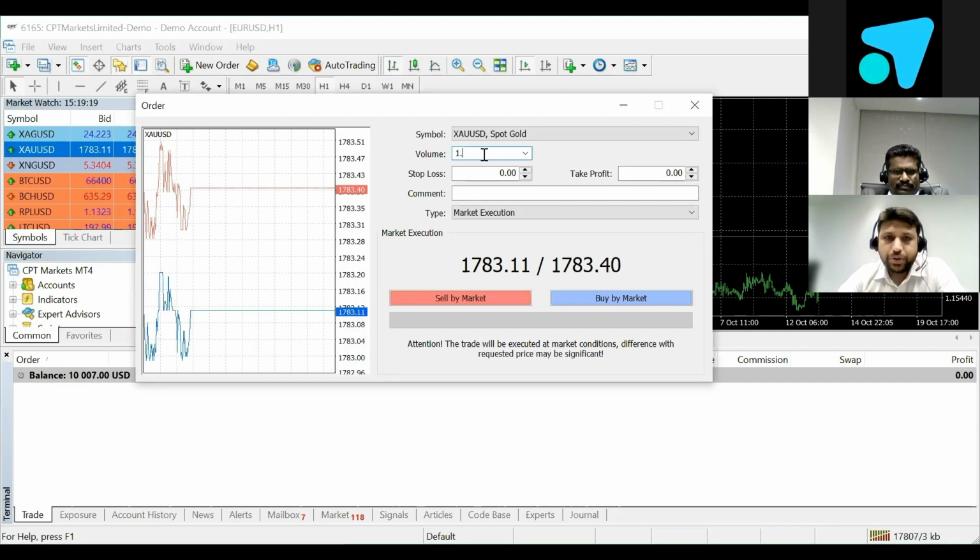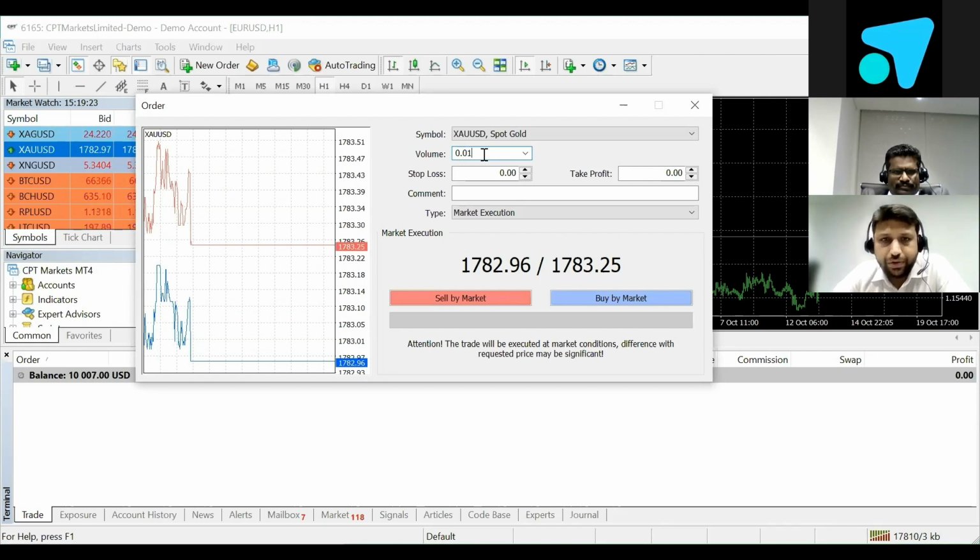Now I'll input a quantity of 0.01, which is the least quantity for gold. And then we come ahead. Right now, the price on the screen, you can see 1782 and 1783.